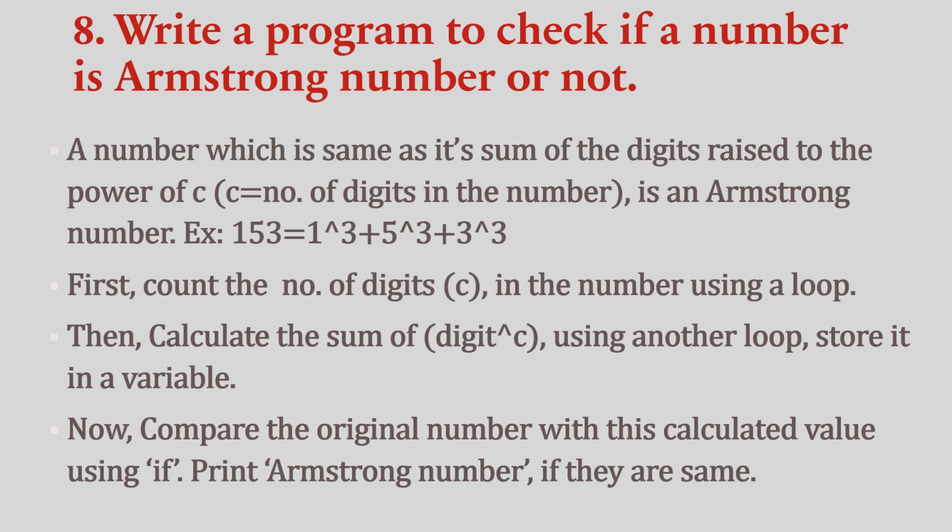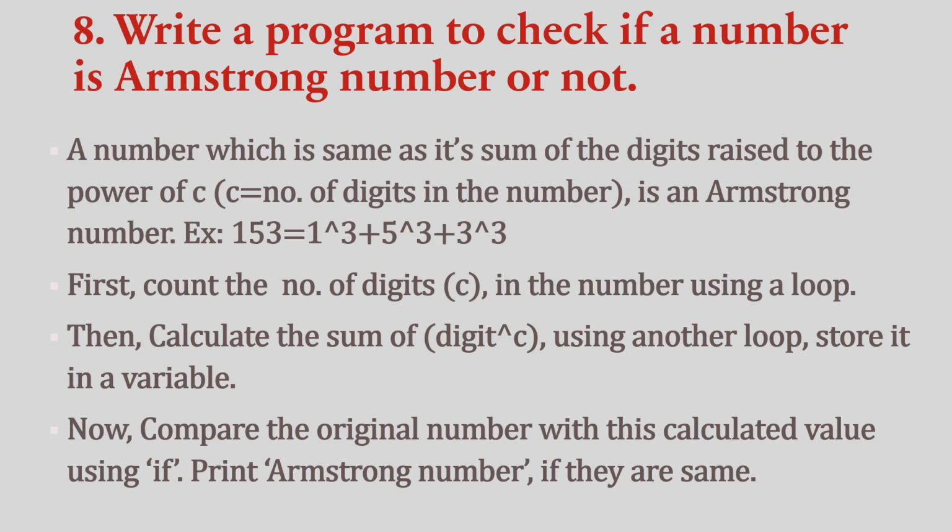For example, the number 153. That is the same as 1 to the power 3 plus 5 to the power 3 plus 3 to the power 3. That means 1 to the power 3 is 1, 5 to the power 3 is 125, and 3 to the power 3 is 27. And if you add all of them, then you will get the number 153. So this is the thing.